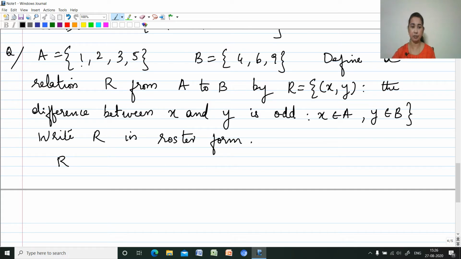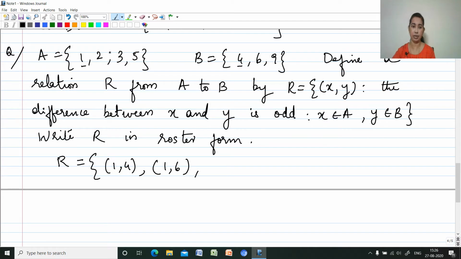If I take the first element and the first element from the second set, that is 1 minus 4, finding the difference between those two, I can see that it is odd. So R can include (1, 4) because the difference between them is odd. Then (1, 6), that difference is also odd. Then what about (1, 9)? The difference is 8, so it is even.